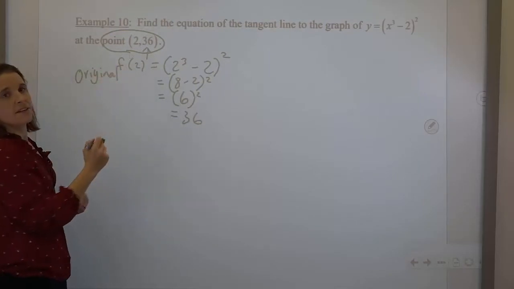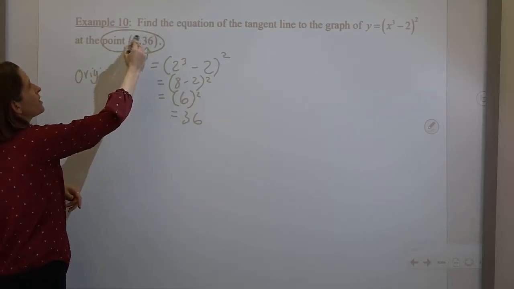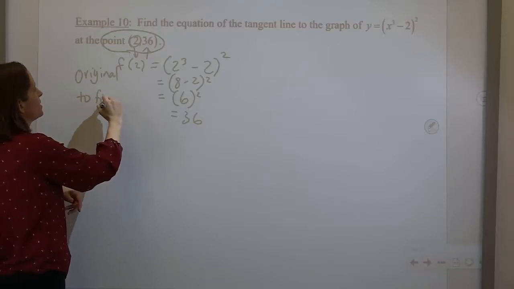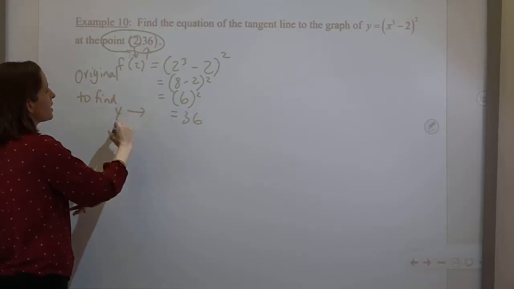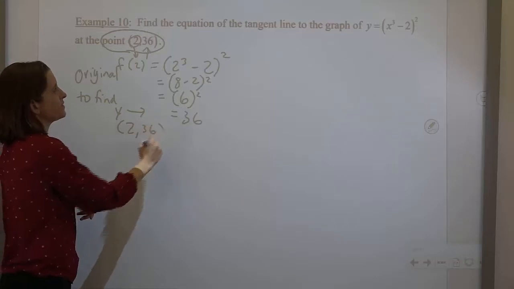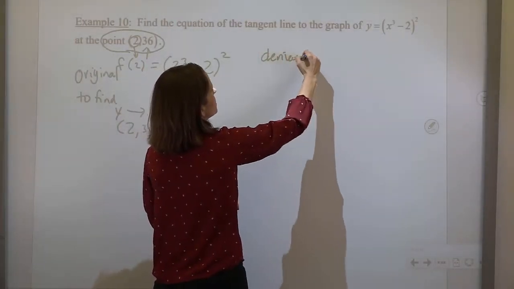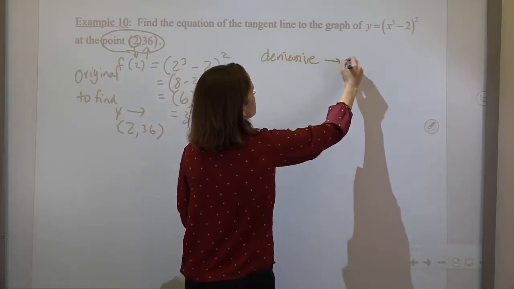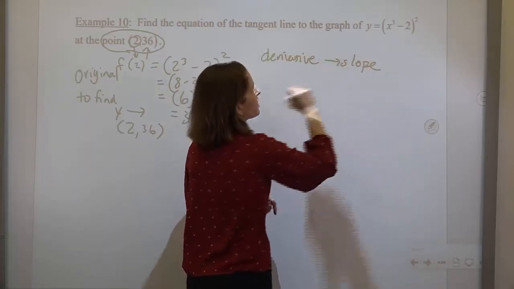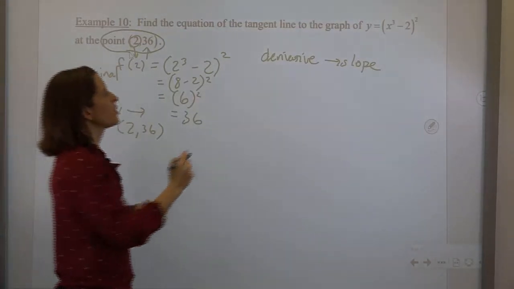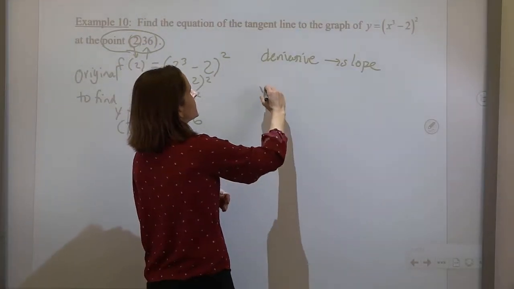If you're only given an x, you would plug the x into the original to find the y and get that point if they hadn't given it to us. And then remember, we're going to use the derivative to get slope. But we have to be careful because the derivative has to be evaluated at the point to be the slope. So when we go to find slope, we need the derivative.